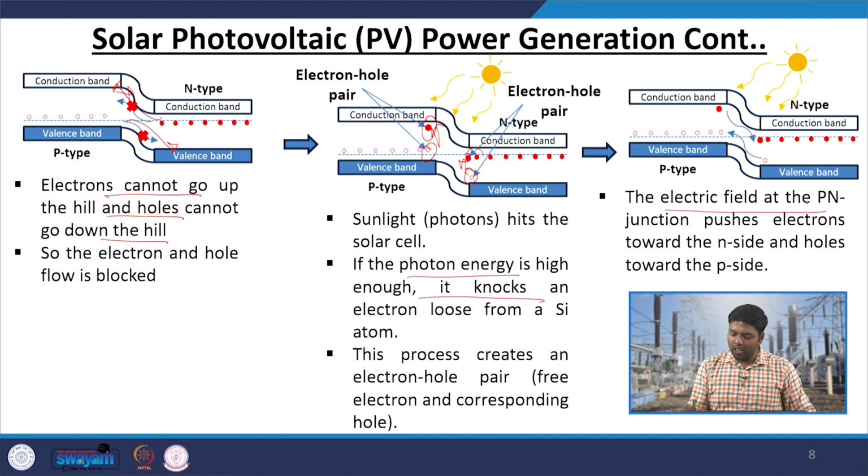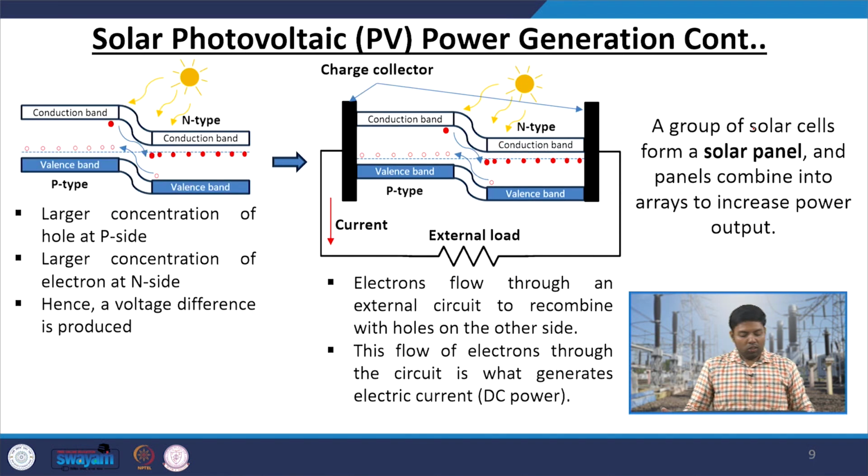Now, because you have a free electron and a free hole, that means a positive and a negative field has been created at the PN junction. So, that electric field of the PN junction pushes the electrons towards the N side. That means this electron which is at the conduction band of the P type can slide down to the N type, and the holes will climb up to the P type. So, if a large amount of electron and hole pairs are created at the N type and the P type, then this concentration will create a voltage difference at the N type and P type side.